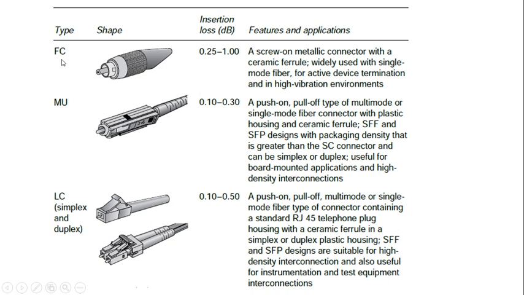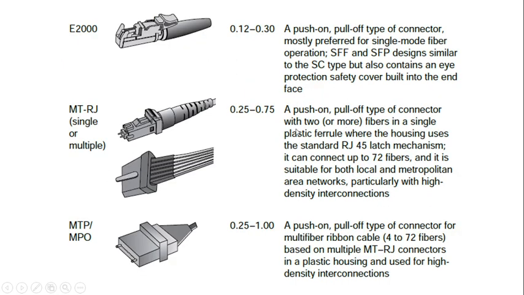Next we have FC. These are the shape, the insertion loss in dB, the features and applications. You can go through that. LC is used for both simplex and duplex. This is not that important for the exam, but you should know what types we have in optical fiber connectors. For E2000, the loss will be 0.1 to 0.3. You can go through the explanation.